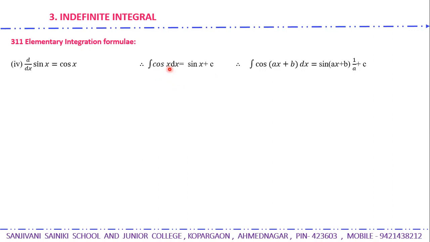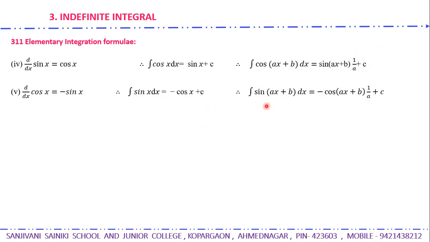Now replace x by ax plus b. The integral of cos of ax plus b dx is equal to sine of ax plus b into 1 upon a. Again, the coefficient of x we have divided. In derivatives, we multiplied. In integration, we are dividing.